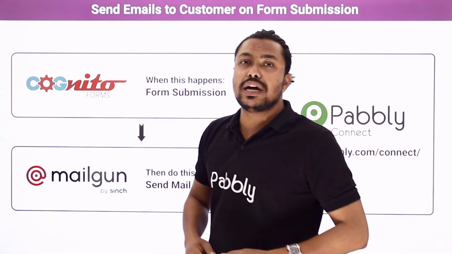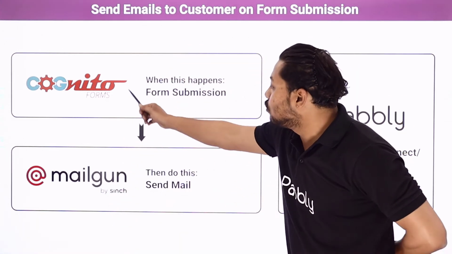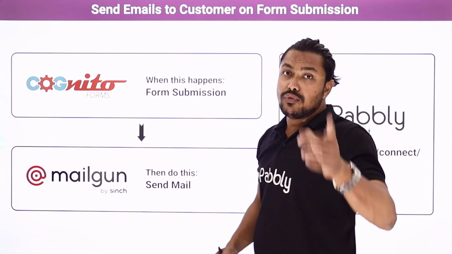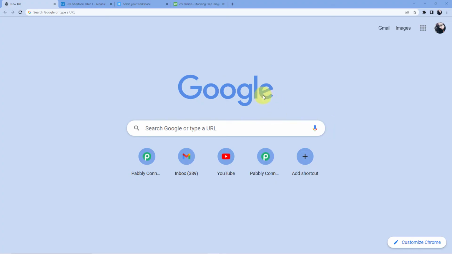Now to do this automation, we are going to use an integration and automation service, Pably Connect, which will help us connect Cognito Forms and Mailgun together. Now if you want to learn how to do this automation, you have to come with me to the screen. And we are back at our screen.